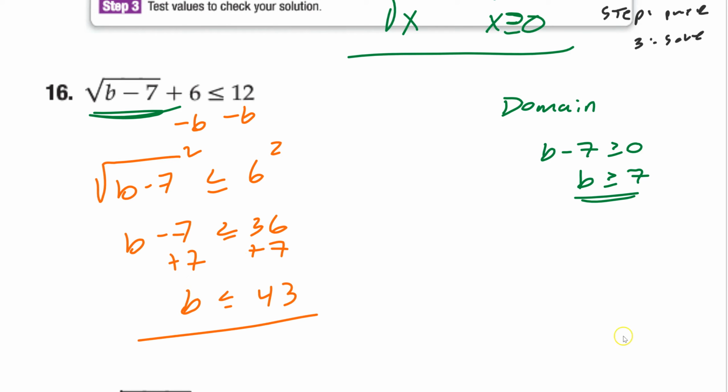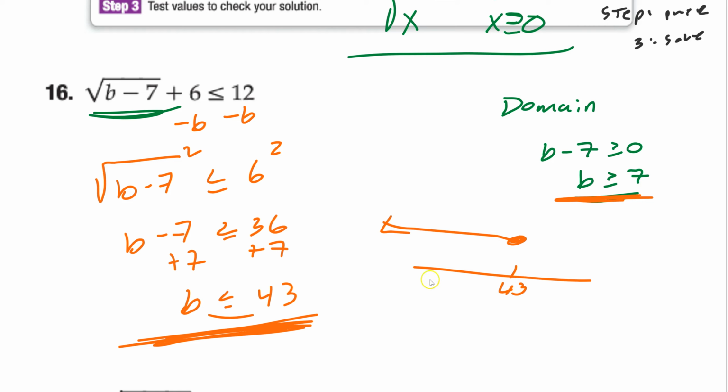So here's the problem. This is why we have to do domain. This is saying b is less than or equal to 43 is your solution. That's not all the way right, because if I plug in, let's say, 1 in here, I get a negative radical, and I can't have that. That's why your answer is a combination of your solution plus the domain. This is saying you're at 43, and you're less than it. This is saying you're at 7, and you're greater than it.